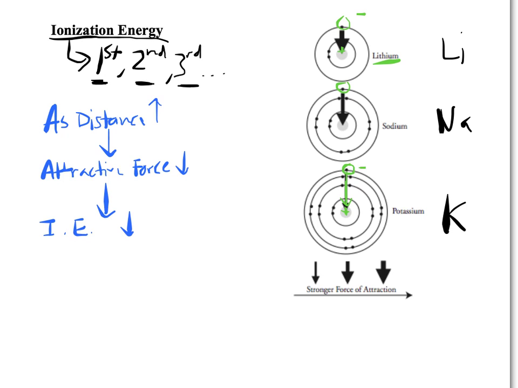So for elements at the bottom of a group, another way of saying that, as you move down a group, the ionization energy of an element decreases. It takes less energy to remove a valence electron from an element at the bottom of a group than from an element at the top of the group.